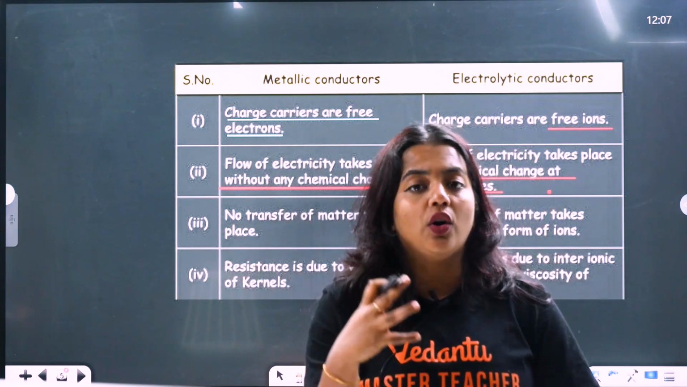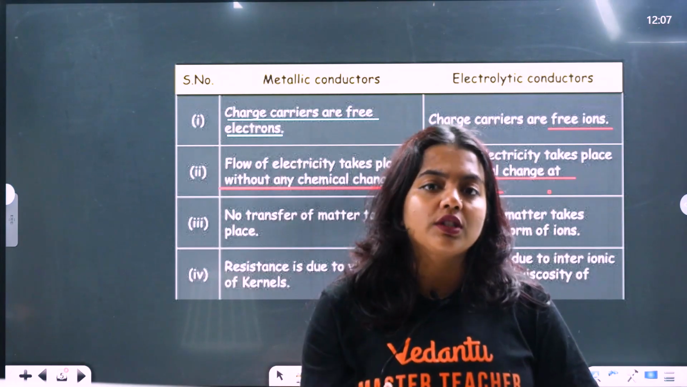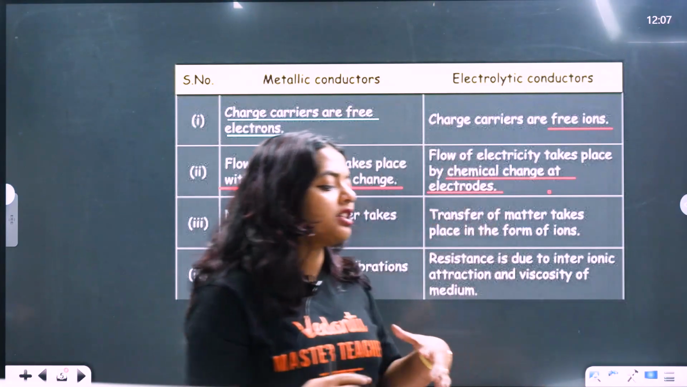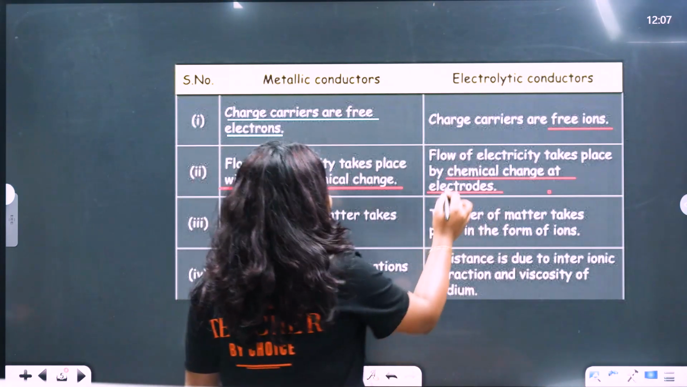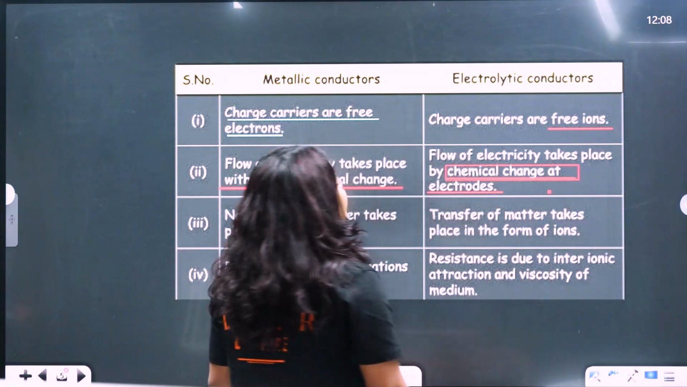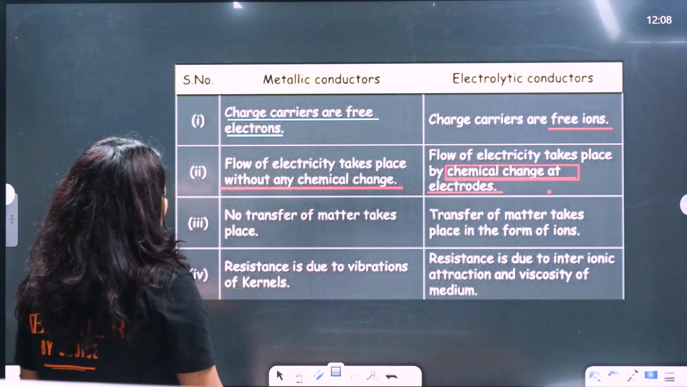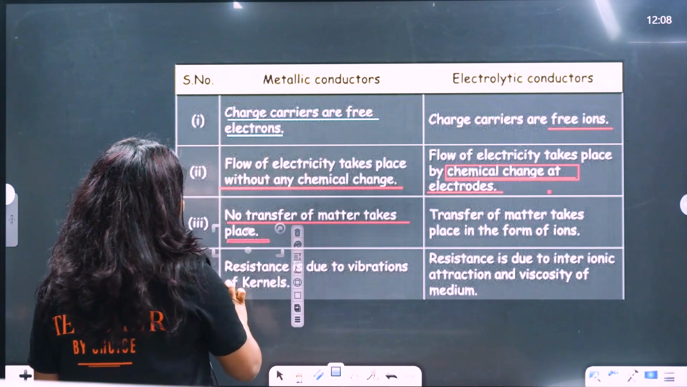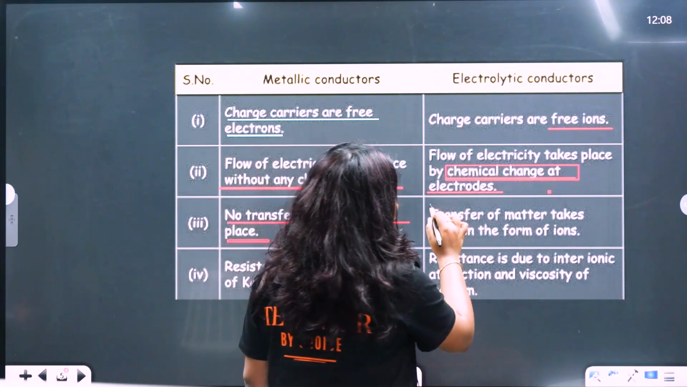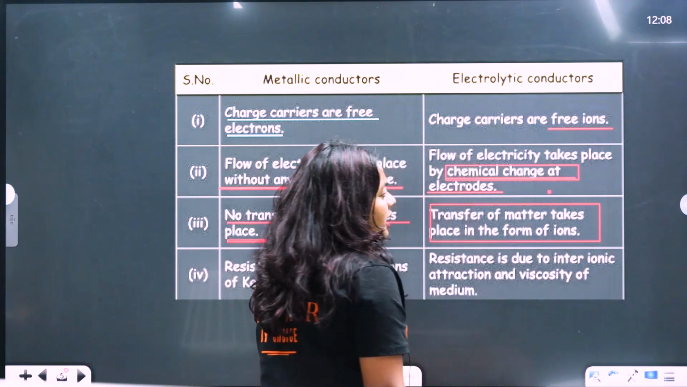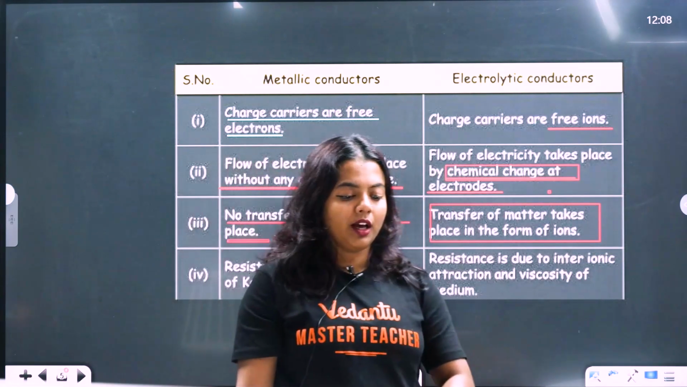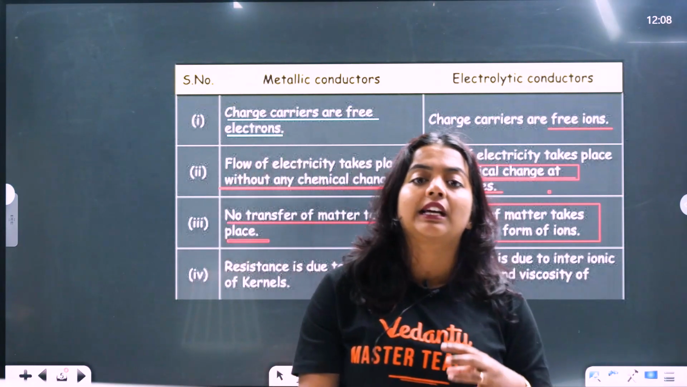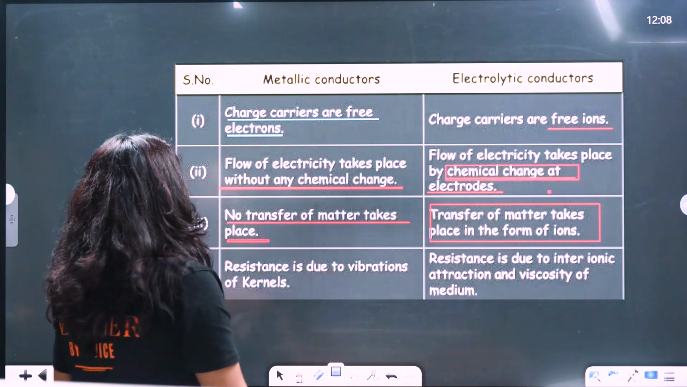The electrolytic conductor depends on the presence of ions, so obviously the ions come to the electrodes. So for electricity to flow, there will be a chemical change. In metallic conductors no transfer of matter takes place. But in an electrolytic conductor, transfer of matter takes place in the form of ions.